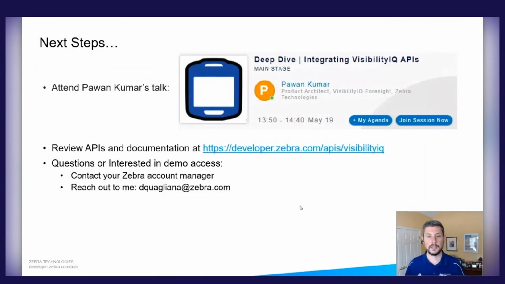So that was a quick overview, diving in through some of these unique data points. I really would encourage everyone to attend Powen's talk. The time listed here is Central Time. You can check your own schedule. He's going to do a deep dive. He's going to show how to actually call some of the APIs and use them to show data in a unique app or interface.